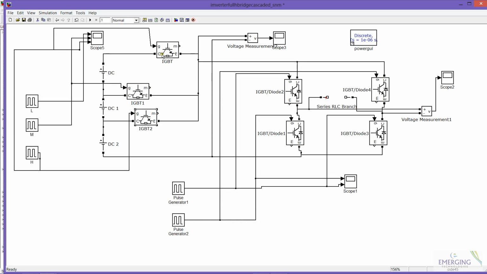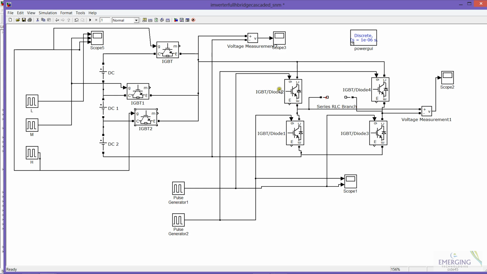Hi, welcome to the simulation of the inverter with cascaded batteries. This is three batteries switched one by one to reduce the harmonics overall in the H bridge and also to form the sine wave output. These are the three pulse generators for this switching periodically, one by one.